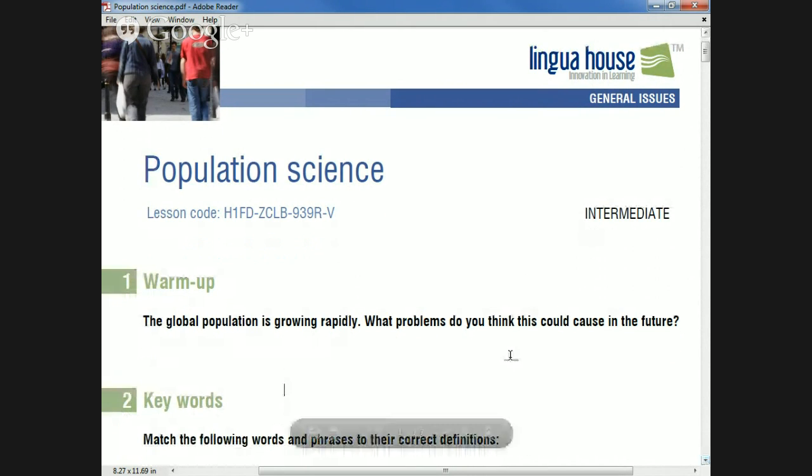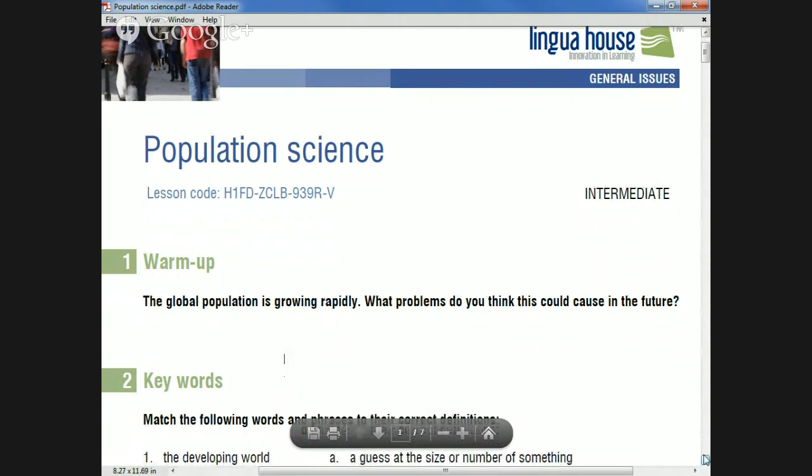I have a question for you guys. The global population is growing rapidly. What problems do you think this could cause in the future? So, Ramon, what do you think? I guess it's because some people don't have instruction and they can't avoid babies, especially in poor countries. People used to have many children. Okay, so that is why. Can you think of any problems that this could cause?